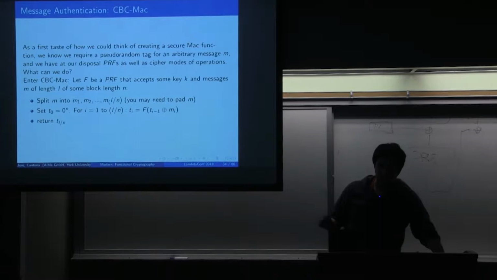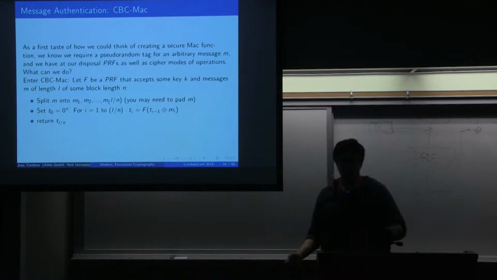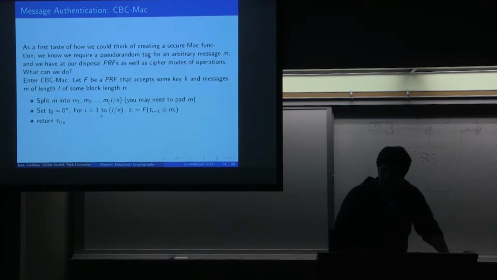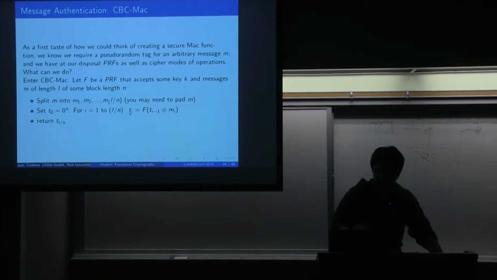You just use 0 to the n. So not to the power of n, but an n-bit long zeroed-out string. So literally, it's just a 0 of n bits. And then for i to l over n, which is basically the number of blocks there actually are, you simply take the function and do T(i-1) XOR M. And then again, you assign it. This is mutable. So this is clearly, actually, this is not mutable because it's calling it Ti. And then you just return the last one, T_l/n.